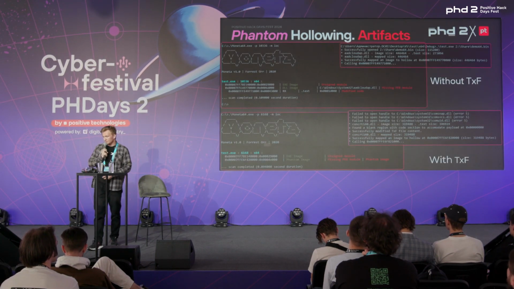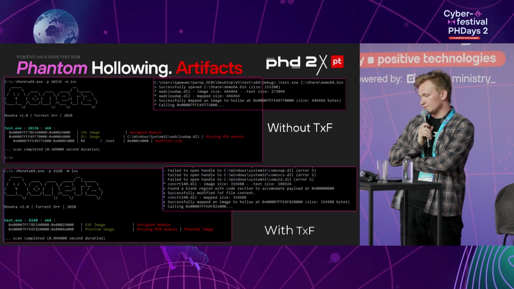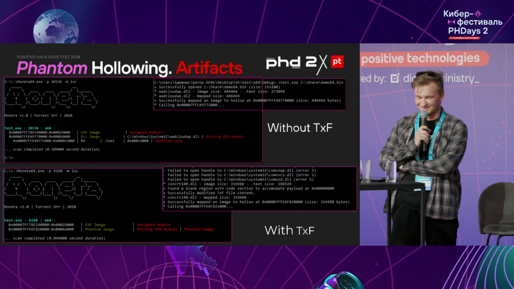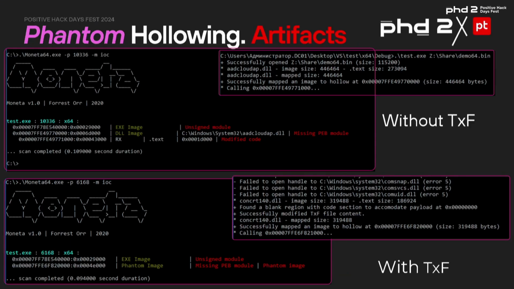Okay, here are the artifacts. If we don't use TXF transactions, then again, modified code detect. If we don't use TXF transactions, we start with modified code, and here we start running this, and we can see that we don't see any modified code. So it looks fine, but we find a new detect, phantom image, and this is a new challenge.